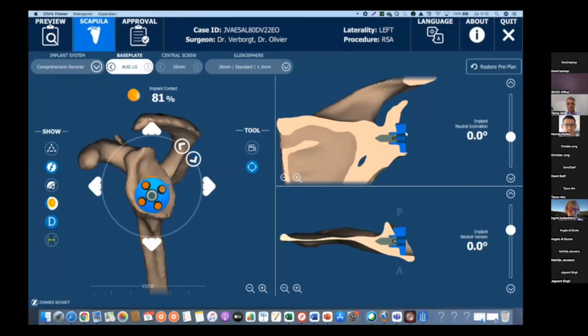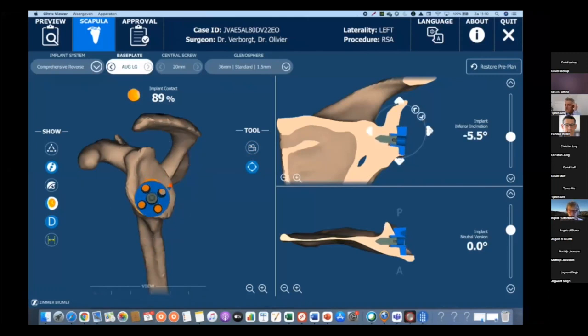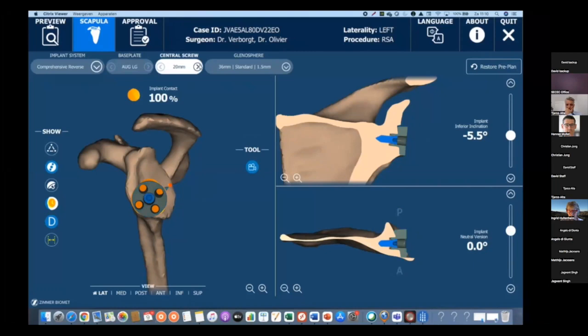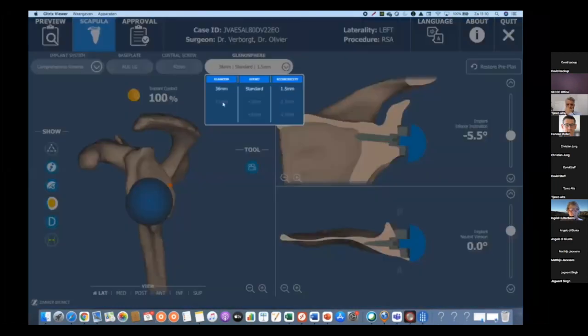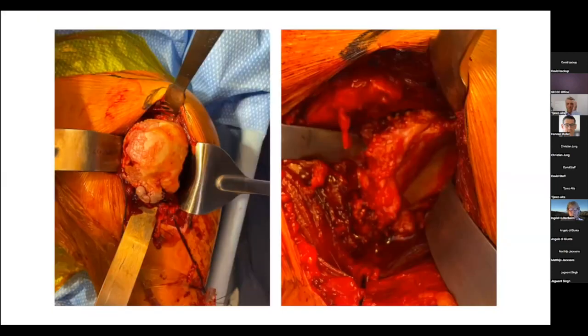But again, this patient is 42 years old and way too young for a reverse arthroplasty. But in the end, the surgeon was now able to virtually plan his surgery and see what would happen in which case, and then take that planning to the operating room.